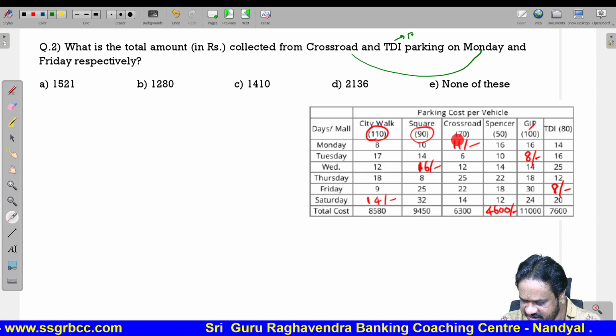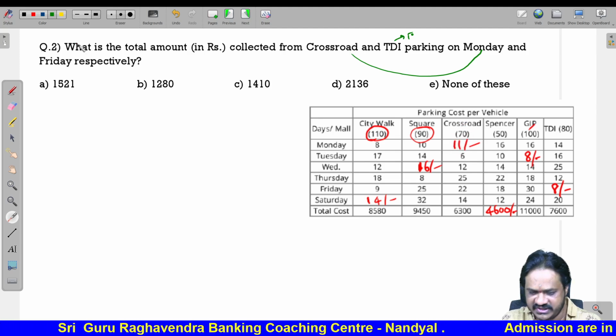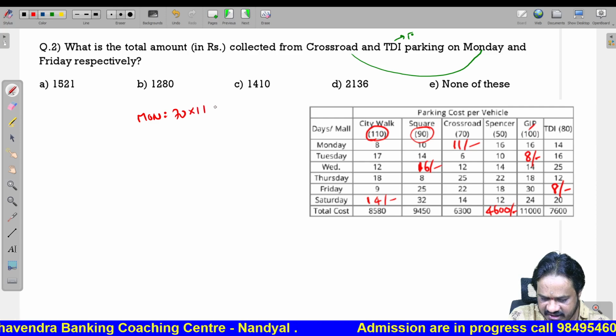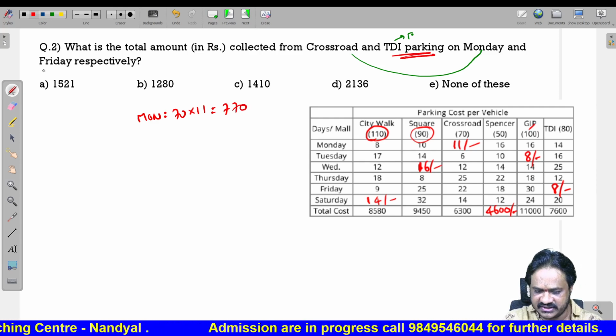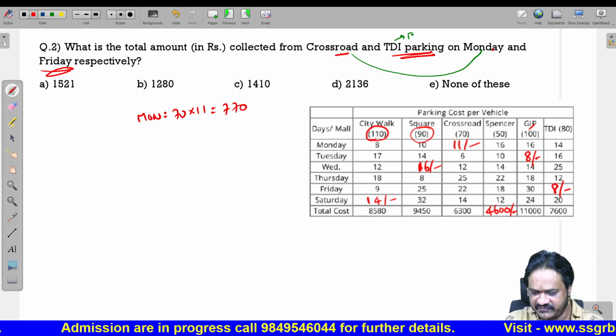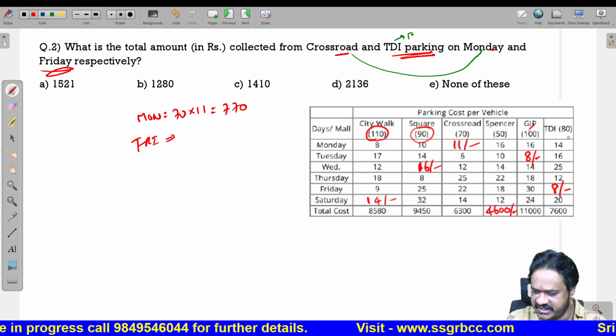Monday we are getting each vehicle parking cost 11. Crossroad we are having 70. So directly we can calculate 70 into 11, 770. Now TDI parking, this is on Friday. Respectively means Crossroad on Monday, TDI Friday. Now I am taking Friday, that is TDI.